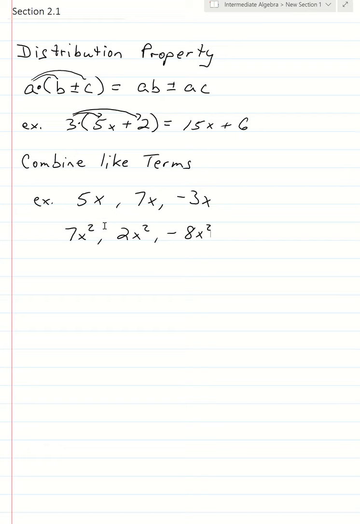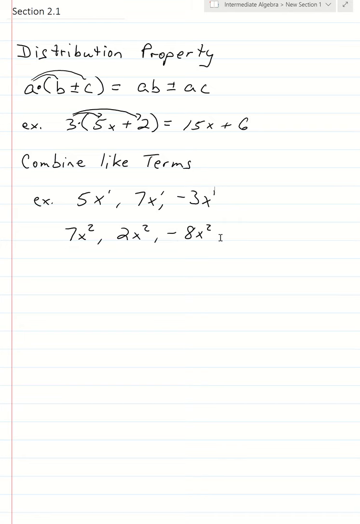Once again, by definition, they need to have the same variable, which these do, all x. These do all have an x as well. But they also have to have the same exponent. So these 3 terms all have an exponent of 1, an understood 1. And these 3 are also considered like terms because they all have the exponent of 2, the squared.